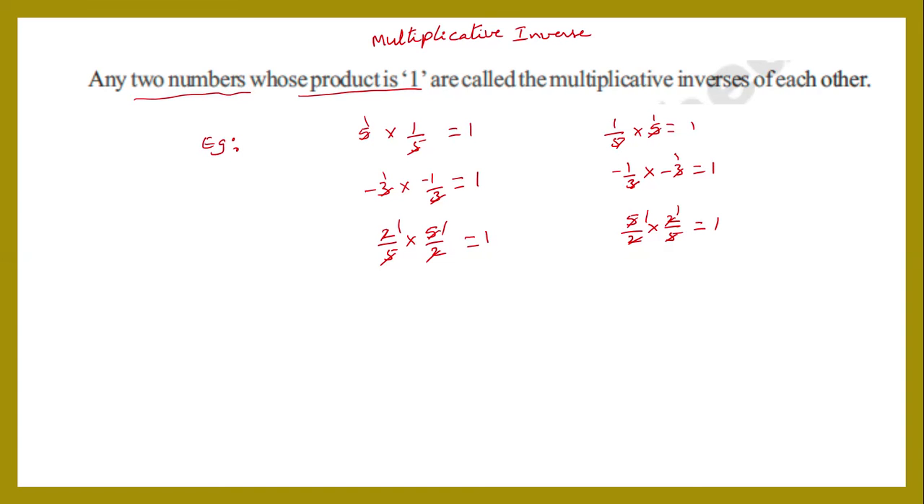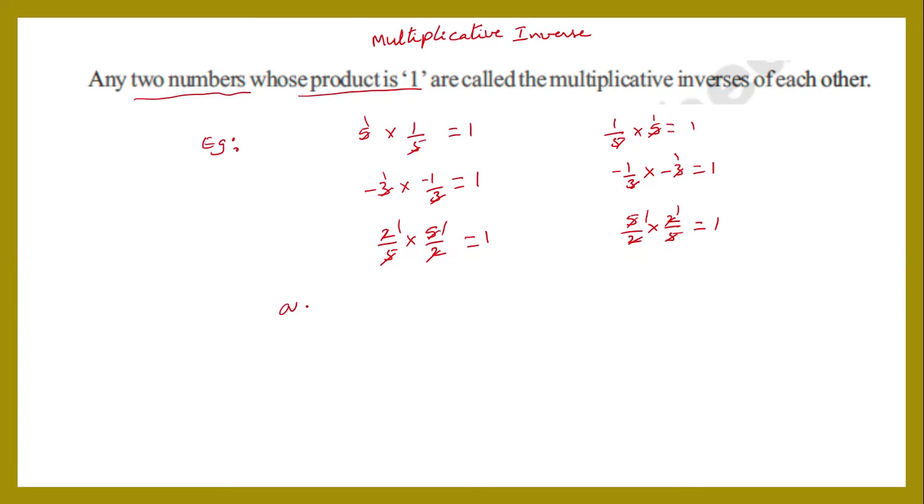And you observe one more point here. Those that we wrote on the left side: 5 into 1 by 5, minus 3 into minus 1 by 3, 2 by 5 into 5 by 2. You may observe both are reciprocal to each other. 5 is reciprocal to 1 by 5, 1 by 5 is reciprocal to 5. Minus 3 is reciprocal to minus 1 by 3 and minus 1 by 3 is reciprocal to minus 3. Hence, the product of two numbers is 1. Those are called multiplicative inverses of each other, or reciprocals of each other. This property is called multiplicative inverse.